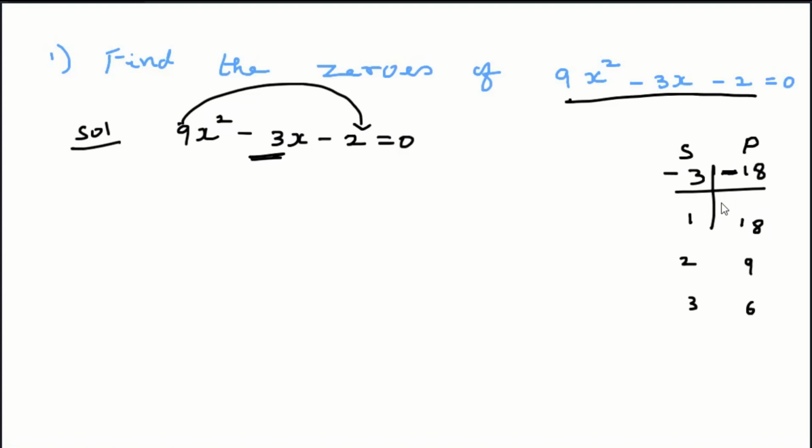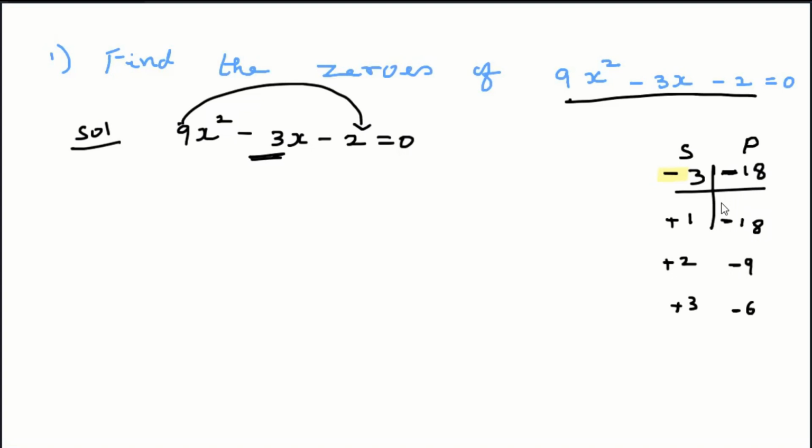Now how to fix the positive and negative number? Whatever sign is here, that has to be attached to the bigger number. Here the sign is negative. The negative sign is to be attached to the bigger number. So 1 into 18, 18 is bigger, so it is minus 18 plus 1. 2 into 9, 9 is bigger, so negative 9 plus 2. And here 6 is bigger, negative 6 plus 3. So again I have got 3 options.